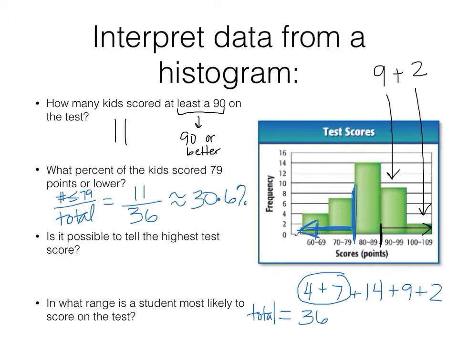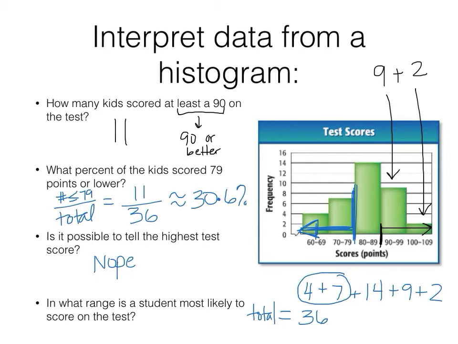Next question, is it possible to tell the highest test score? Well, it is not. Just because we know this interval up here at the top is 100 to 109, we cannot tell how many scored way up here at 108 or 109. We don't even know if anybody scored 109. We just know 2 kids scored in this interval. So no, I cannot from my graph tell the highest test score.